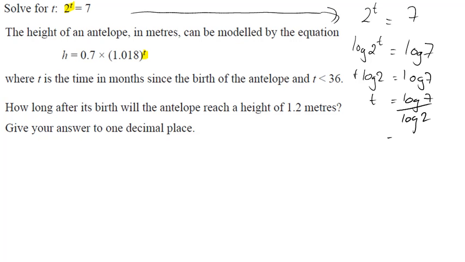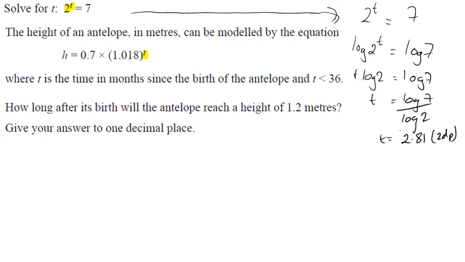Now that's a number I can work out on my calculator. You've got two different log buttons on your calculator, log and ln. Doesn't matter which one you use as long as you use it consistently. So if you use ln on the top, you use ln on the bottom. If you use log on the top, you use log on the bottom, and it will all work out in the end. And that gives me a value for t of 2.81 to 2dp. And that's the technique, that's it.